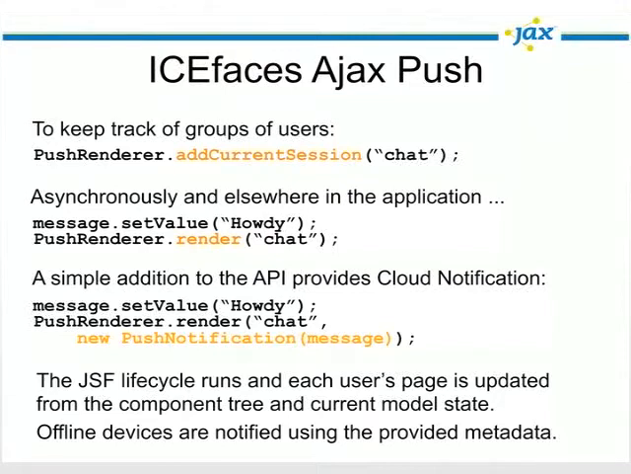When we want to update one of those views that the user has open in that session, maybe we set a value in a backing bean, we just request that that group be rendered. What that will do is it will send a notification to all of the browsers that are connected. Then they will request updates via Ajax. A render will occur on the server for each of those JSF users, and their pages will be updated.